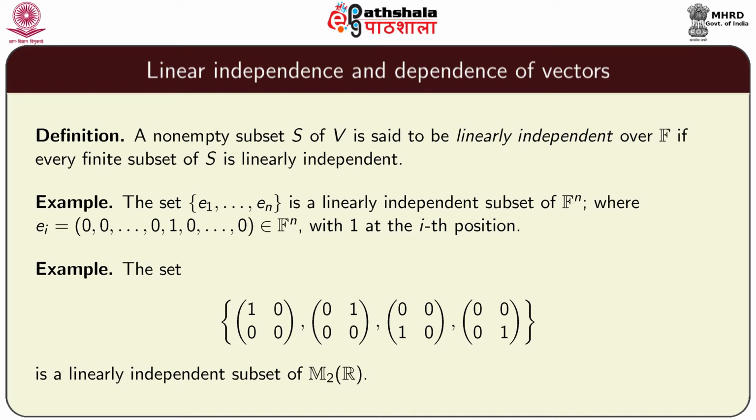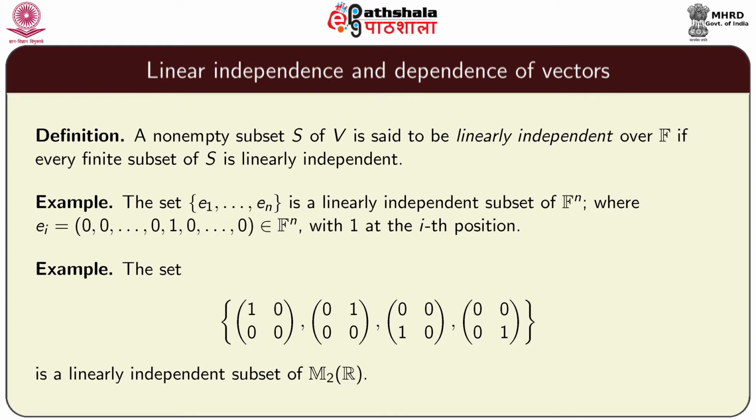Time to see some examples. The set e1, e2, ..., en is a linearly independent subset of F to the power n for any field F. And what are these e1, e2, ..., en? They are nothing but: ei is the vector where 1 occurs at the ith spot and 0 everywhere else.